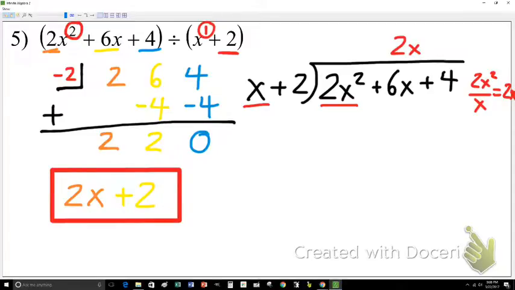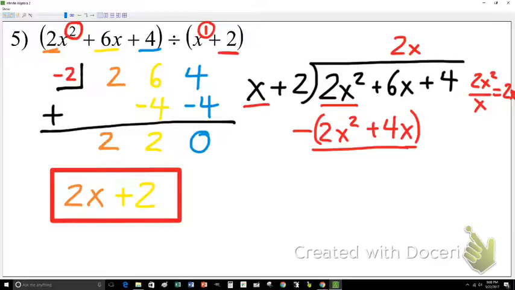So we have 2x, and now what we do with that result is we multiply the 2x times this whole binomial here, and we place our answer underneath these two terms. So 2x times x would be 2x squared. 2x times 2 would be 4x. And now what we do once we have that multiplication done is we subtract these.